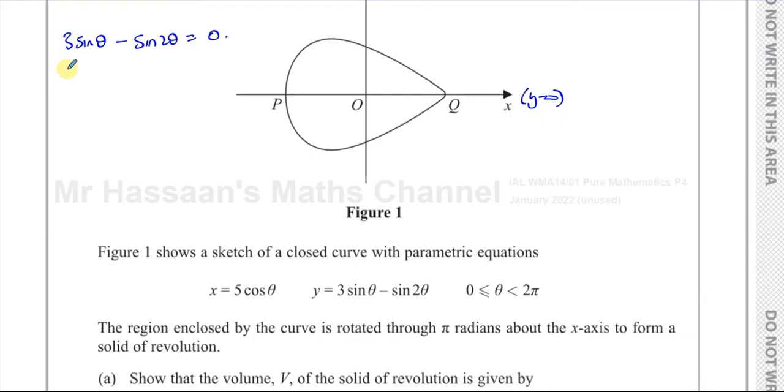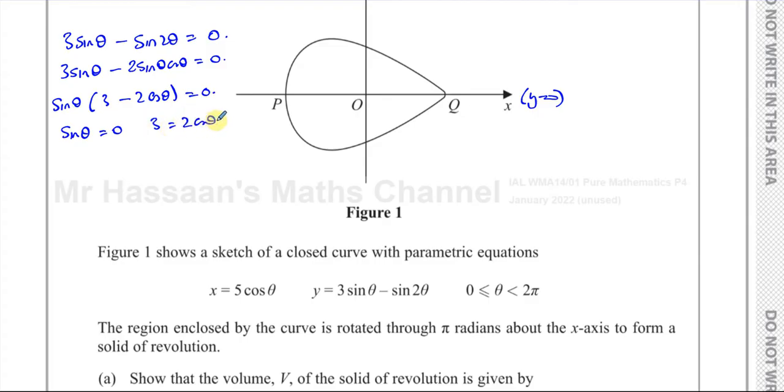Well, I could use the double angle formula. So this is 3 sine theta minus 2 sine theta cosine theta equals 0. Remember, sine 2 theta is 2 sine theta cosine theta. I can take out the common factor of sine theta. So I have sine theta times 3 minus 2 cosine theta equals 0. So I have either sine theta equals 0 or 3 equals 2 cosine theta, in which case cosine theta equals 3 over 2.